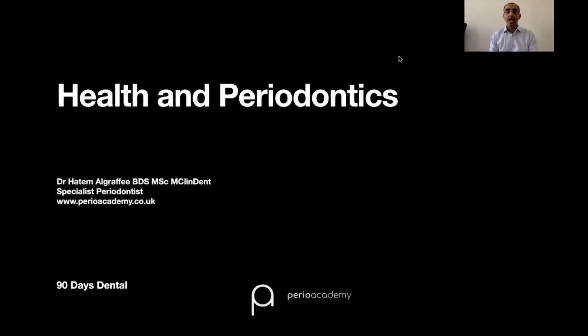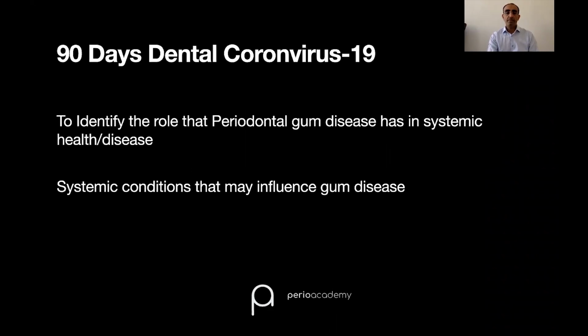Hi everybody, and welcome to one of the series on 90 Days Dental. Today I'm just going to give a brief outline on health and periodontics. It's a huge topic, but I just want to give you a few ideas to think about. So let's go. As we said, this is part of the 90 Days Dental coronavirus series. I'm just going to go over a few things about gum disease, which is obviously periodontitis, and the role that it potentially could have in systemic health and disease, and what systemic conditions may influence gum.